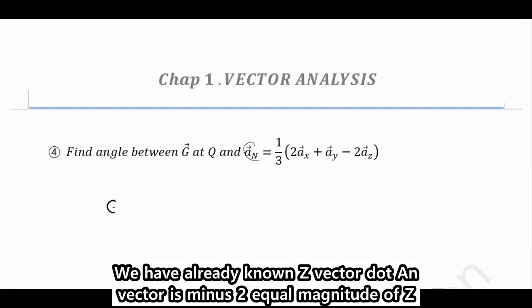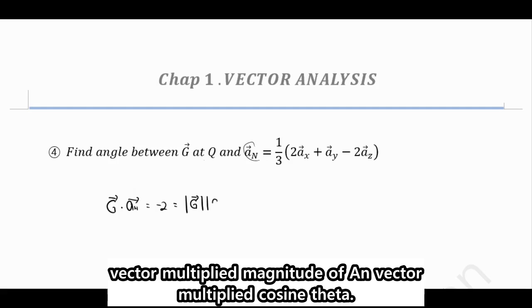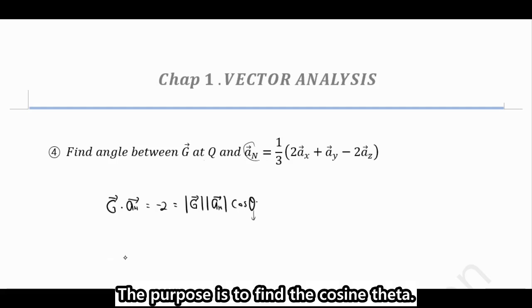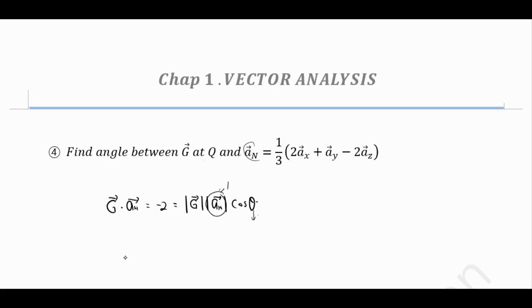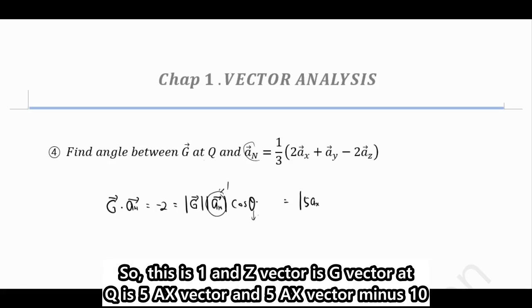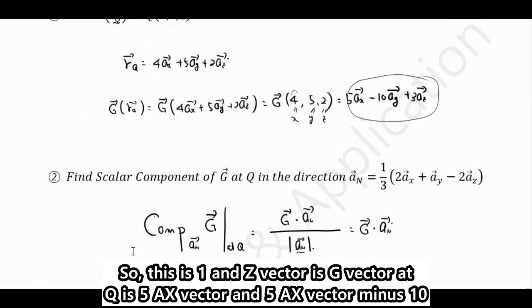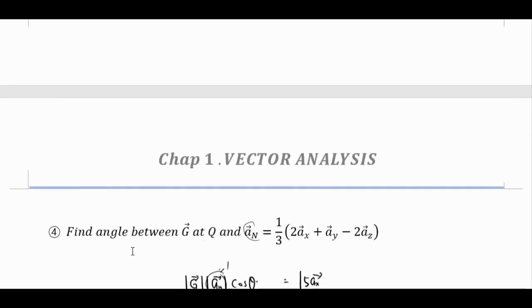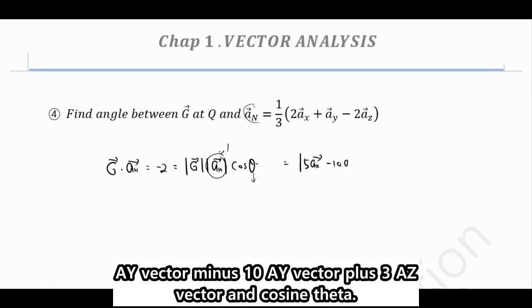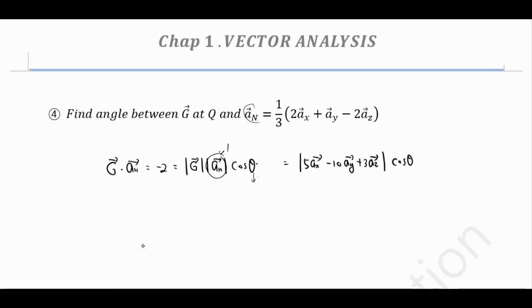Question 4 is to find the angle between G vector at Q and a_N vector. We have already known G vector dot a_N vector is minus 2, equal to the magnitude of G vector multiplied by the magnitude of a_N vector multiplied by cosine theta. The purpose is to find cosine theta. So the magnitude of a_N is 1, and G vector at Q is 5a_x vector minus 10a_y vector plus 3a_z vector.